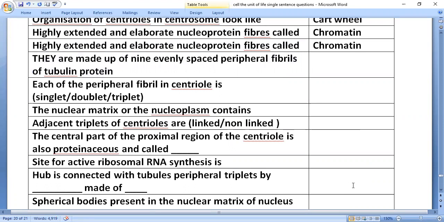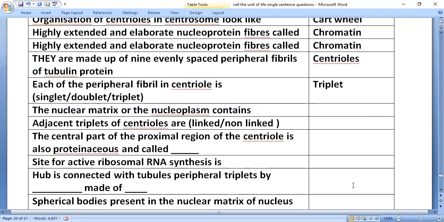They are made up of nine evenly spaced peripheral fibrils of tubulin protein. They are centrioles. Each of the peripheral fibrils in a centriole is a triplet.